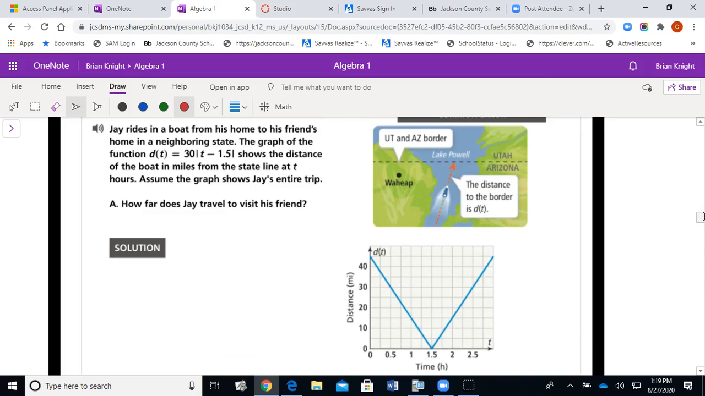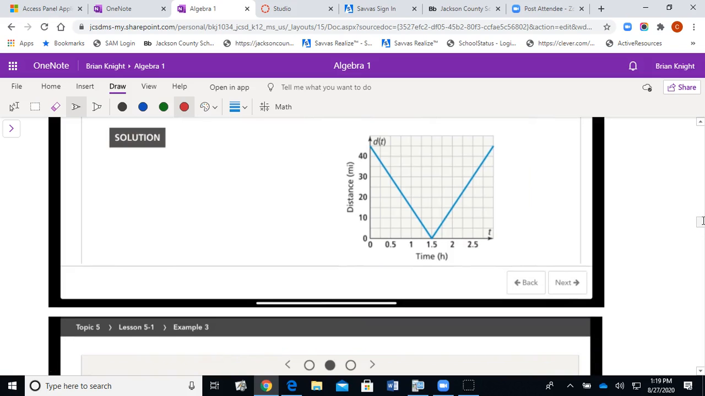So here's the graph. This looks really complicated, but it's not. Focus on the graph here. What's my x down here? It's time. This is distance. Distance from what? Distance from the state line. So, he starts here. How far is he from the state line to begin with? Not 50, that's 45. He's 45 miles.